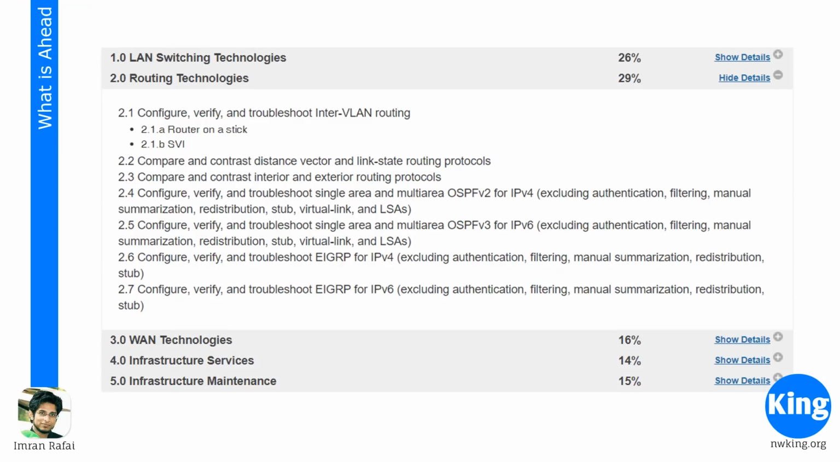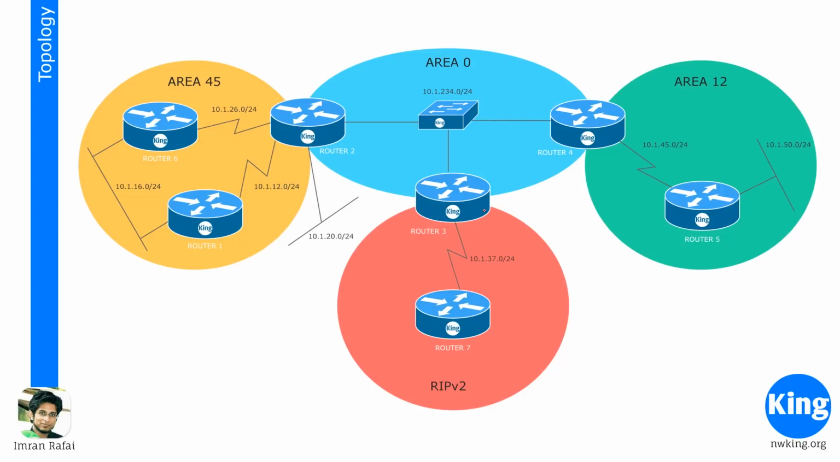Today we're going to look at 2.4 again, continuing from our last video. But we will be looking at Multiarea OSPF today. So Multiarea OSPF for IP version 4 is what we're going to look at in this video. The topology that we're going to work on today has 7 routers. 6 of them would be working on OSPF, and the 7th router, this one here, I just wanted to show you.